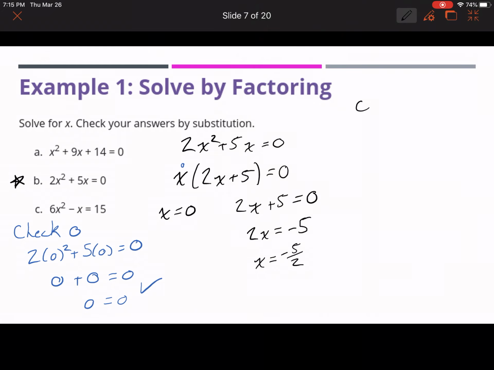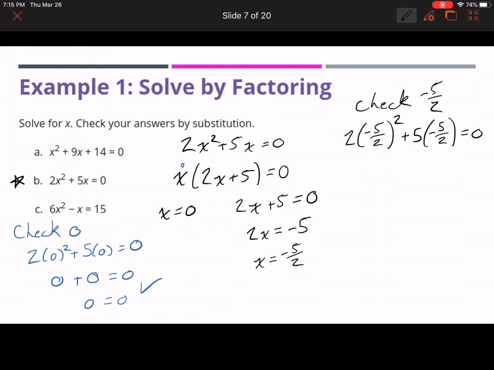Let's check. Negative 5 over 2. So again, go back to our original. So we need some work for our fractions here. And we are going to work with a lot of fractions. So again, if you are unclear with your fractions, it's time to look at some of the fraction help that I had at the beginning of the year, or to be Googling your own fraction work.